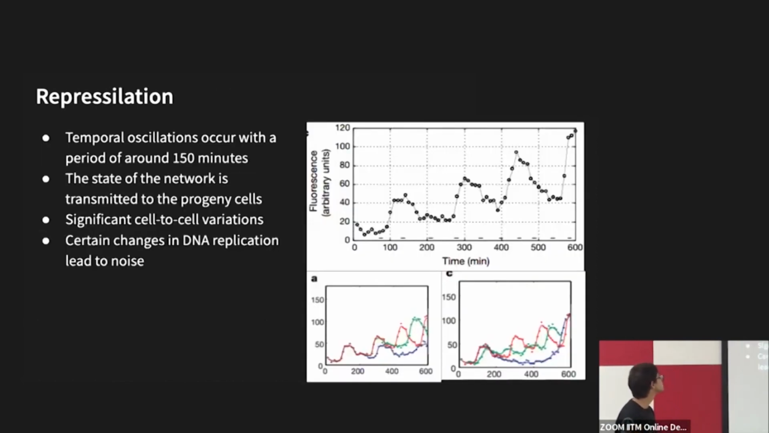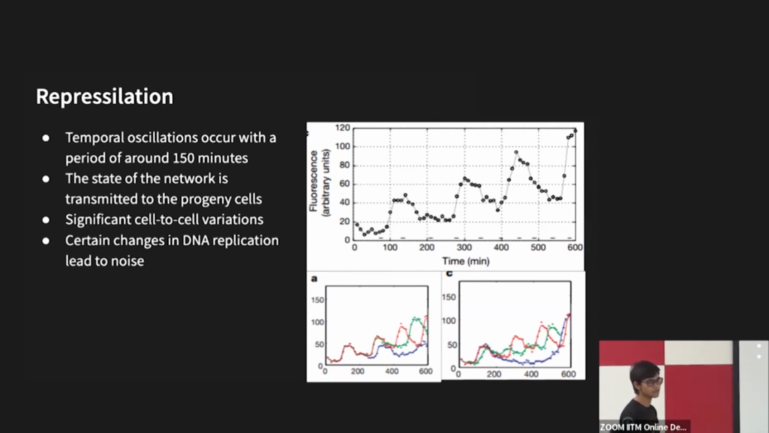Okay, so coming to the actual outputs, the readouts that we're getting. There are going to be time-dependent oscillations, and these occur with a period of approximately 150 minutes. Now, the important thing to note here is that the state of the network, which implies the concentrations of each of the proteins and so on, is transmitted to the progeny cells as well. Which is why we're seeing an increase in the amplitude for the graph shown above. So you can see the oscillations happening, but at the same time, the amplitude of each oscillation is increasing. This is mainly because the state of the network is transmitted to the progeny cells.